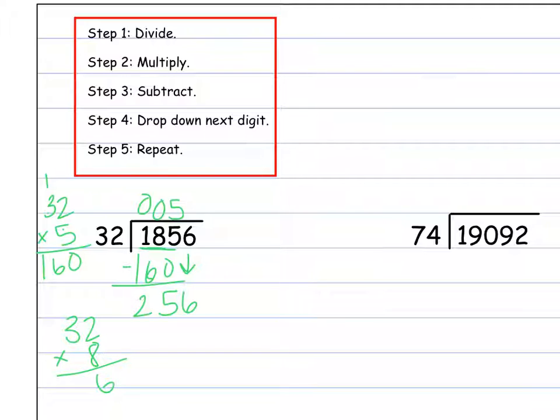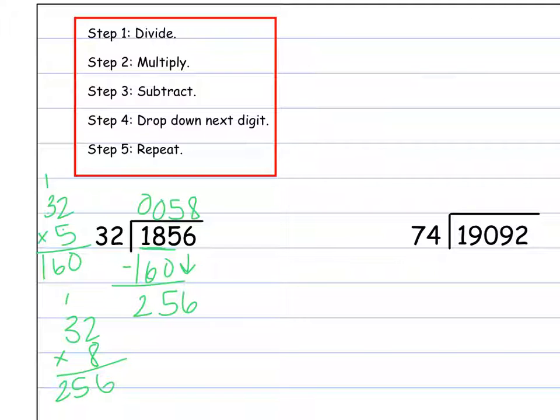2 times 8, like I said, 16, regroup the 1. 8 times 3 is 24, plus 1 is 25. And if you didn't get it right on the first try when you're doing this trial and error, you just pick a different number and try it again. So it went in there 8 times, so that goes up above.